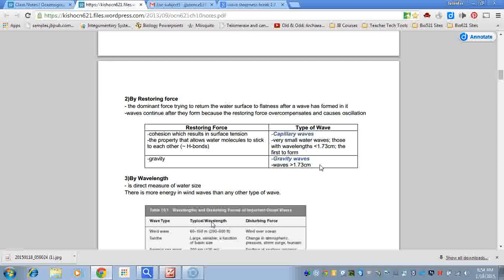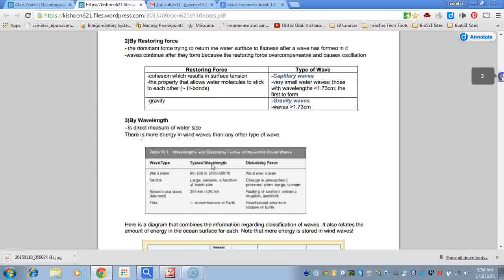Okay, all other waves, so anything bigger than 1.73 centimeters, all the rest of them, gravity is working to try and get them to be flat again. But as it does so, it kind of makes a trough go a little bit deeper and a crest go a little bit higher, and can sometimes keep it going as a wave.